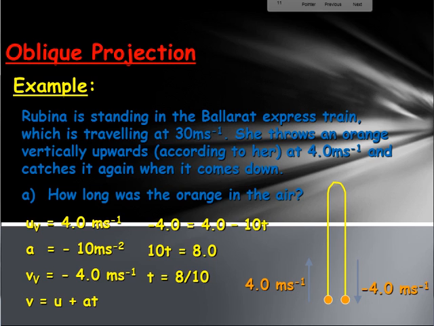Usually we answer in decimals in physics because fractions can be meaningless. Like 8/10 is meaningful, but if you've got 37 over 65, what's that actually mean? It's more meaningful to us as a decimal. So we'd write that as 0.8 seconds.